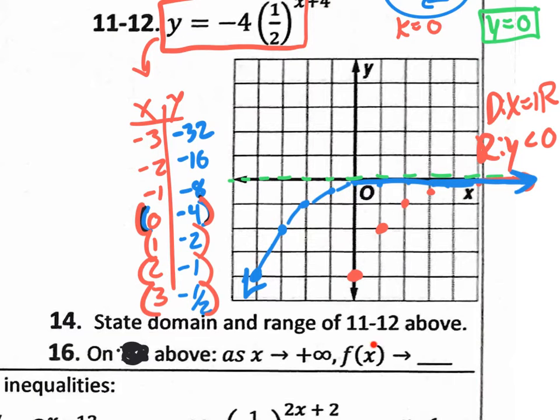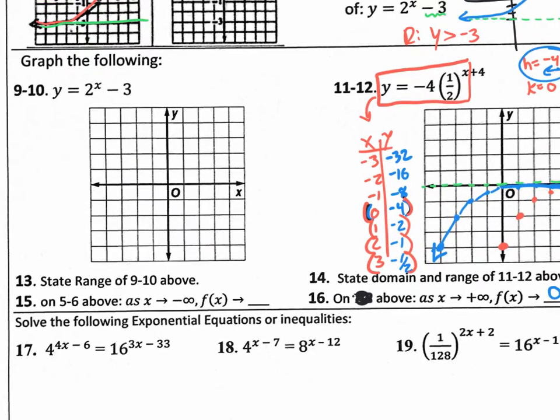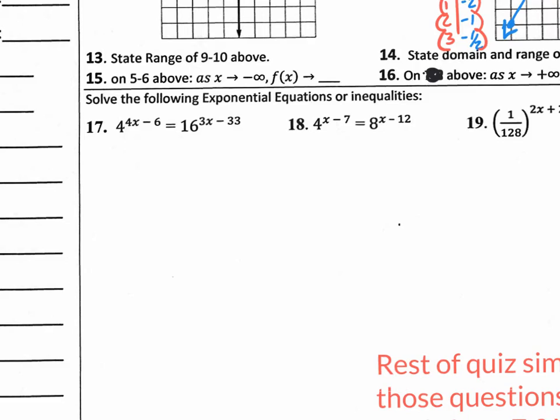What's happening to your f of x values? In other words, what's happening to your y values? Right here, you're at negative 4, and then you're at negative 2, and then you're at negative 1, then negative half, and then negative 1/4, and then negative 1/8. What's happening? Approaches 0. So f of x approaches 0. So those are the type of questions you're going to have. You're going to have 2 of those, right?